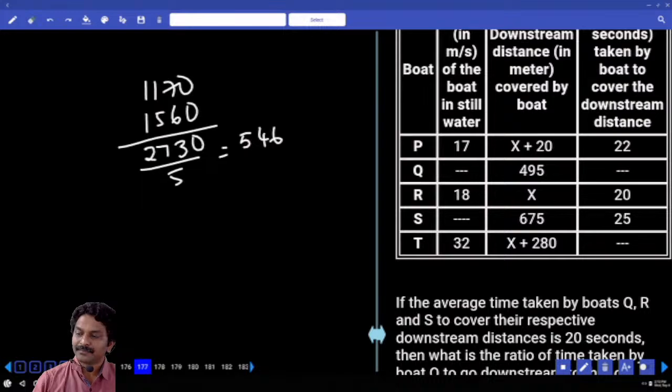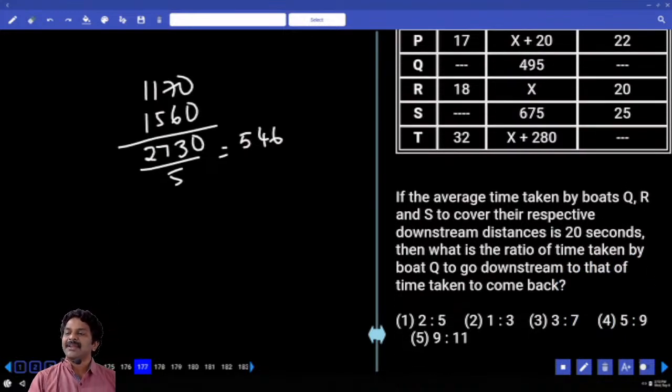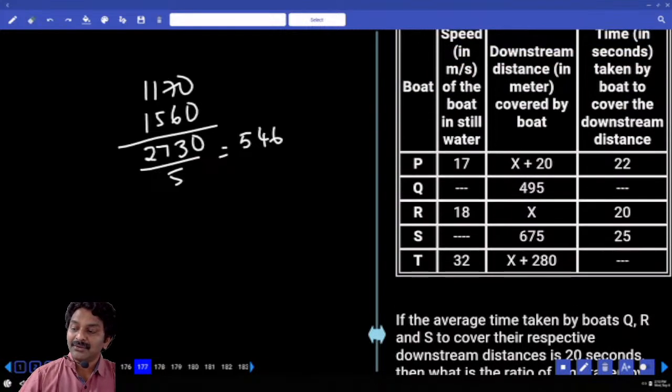Next. The average time taken by boats Q, R, S to cover their respective downstream distance is 20 seconds. If the average time is 20 seconds for 3 boats, then the sum is equal to 20 into 3, 60 only. In which stream is it taking 60 seconds? Downstream. So this time is given for Q, R, S.